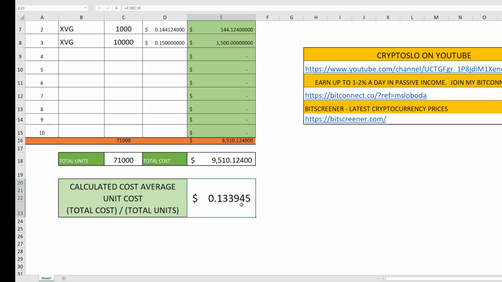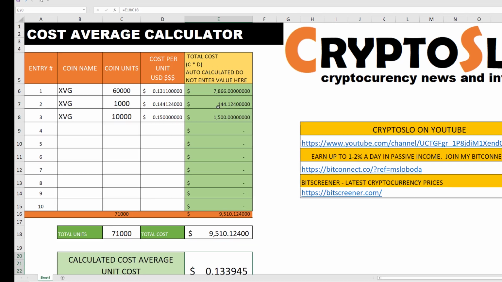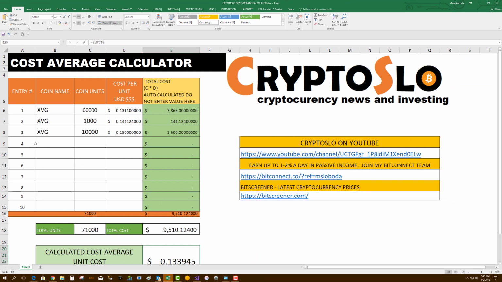Now, you really don't need to use this calculator, but the concept of this calculator is to teach you, as you make multiple purchases of the same crypto, that the price will change because of what's called cost averaging, and you get a new average every time you buy more or you sell into it.